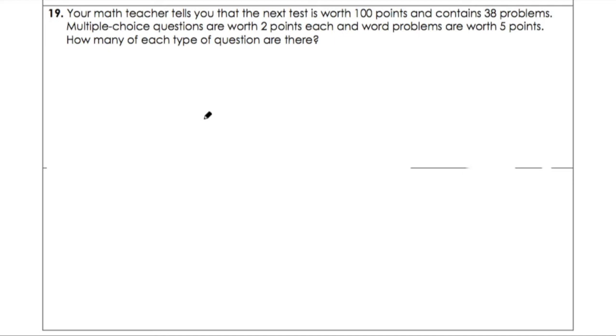Okay, let's go ahead and try another example. It says your math teacher tells you that the next test is worth 100 points and contains 38 problems. Multiple choice questions are worth 2 points each, and word problems are worth 5 points each. How many of each type of question are there?